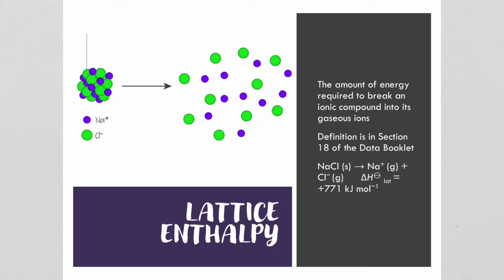Here's an example. Sodium chloride solid breaking apart into sodium plus gaseous ions and chloride gaseous ions. And the lattice enthalpy is 771 kilojoules per mole, and that's an endothermic reaction.